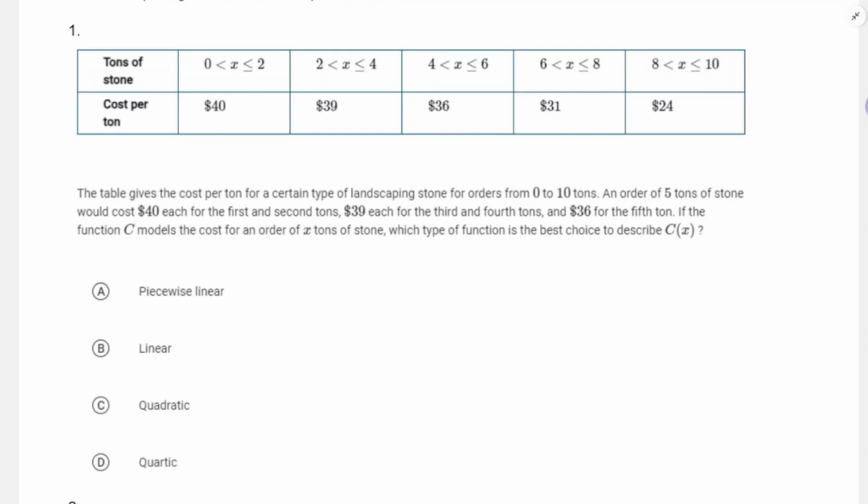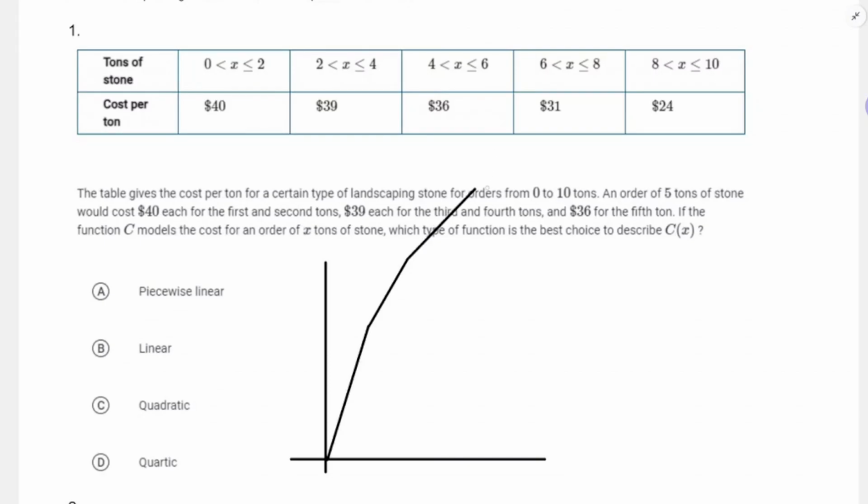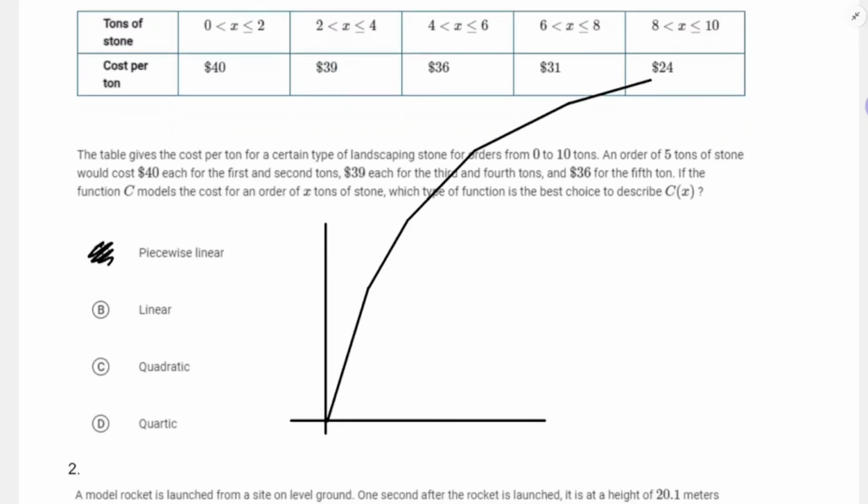This one is going to be piecewise linear, because what they're saying is that the total cost would be $40 times the number of tons. So maybe that's a slope of 40, and then we have a slope of 39, which is very close. I had to draw it quite a bit less, but that's all right. Then 36x, so it bends down a little bit. Then 31, which is a lower slope, and then 24 after that. That's a bunch of lines pieced together, which is piecewise linear, because it's the total cost.